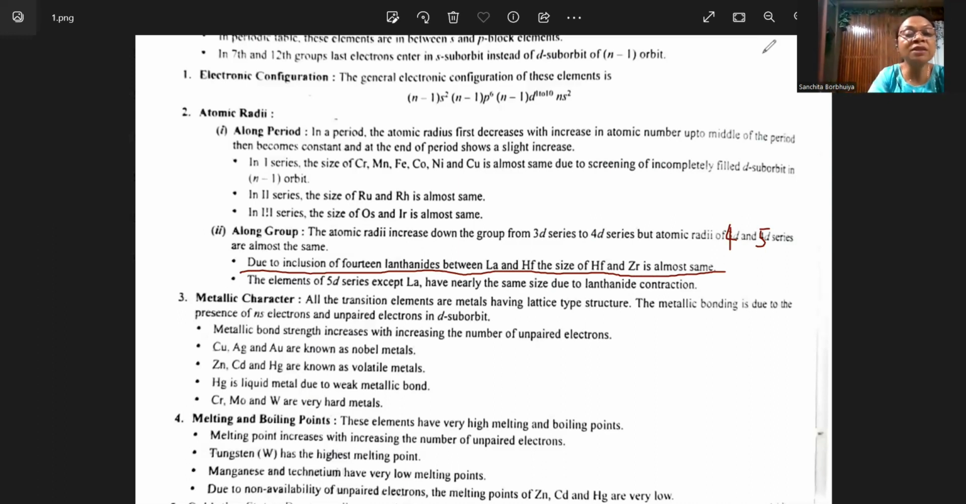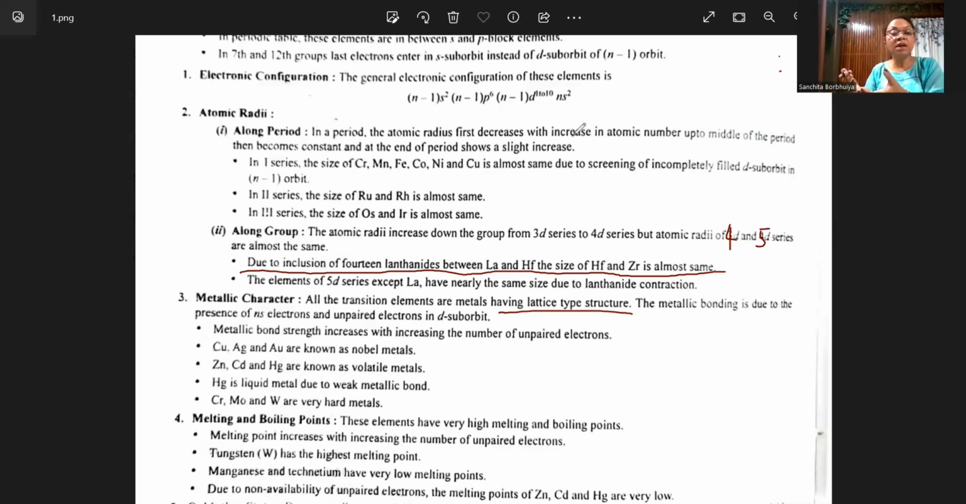Going on to the next one, the metallic character. From the name itself, you can understand that these metals have a lattice type structure, and the metal bonding is due to the presence of ns electrons and unpaired electrons in the d suborbit. The more unpaired electrons there are, the more interatomic interaction there will be, and the more interatomic interaction, the stronger the metal bonding. All right, so metal bond strength increases with the number of unpaired electrons.